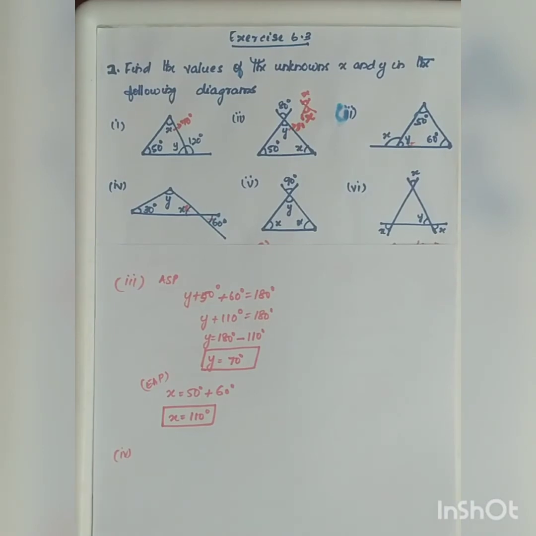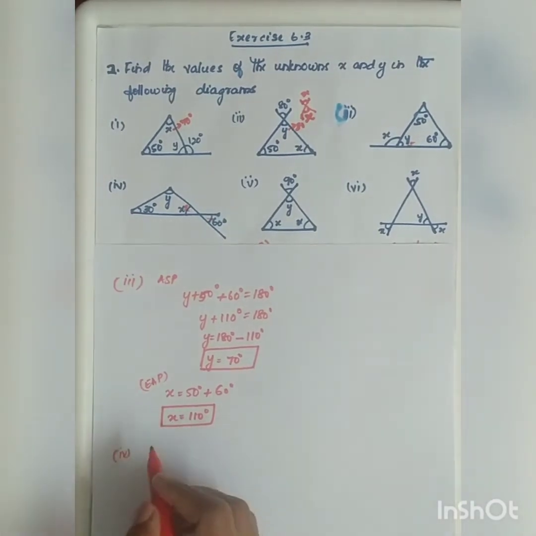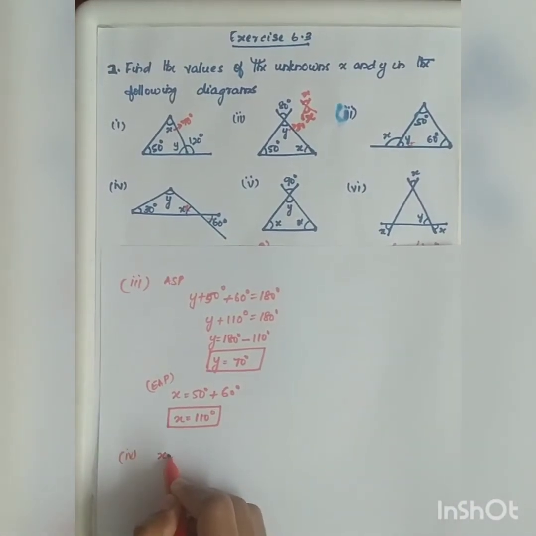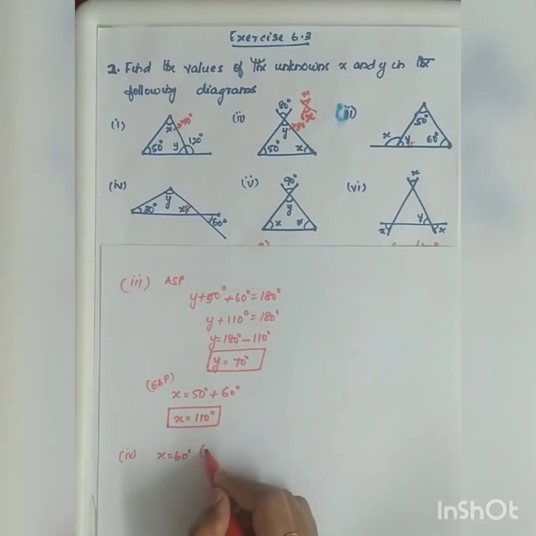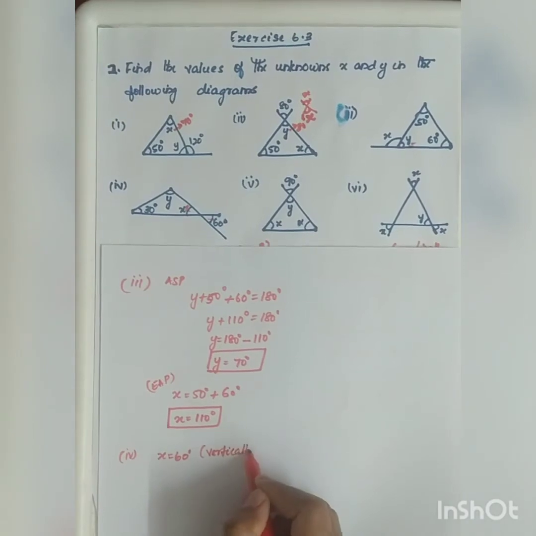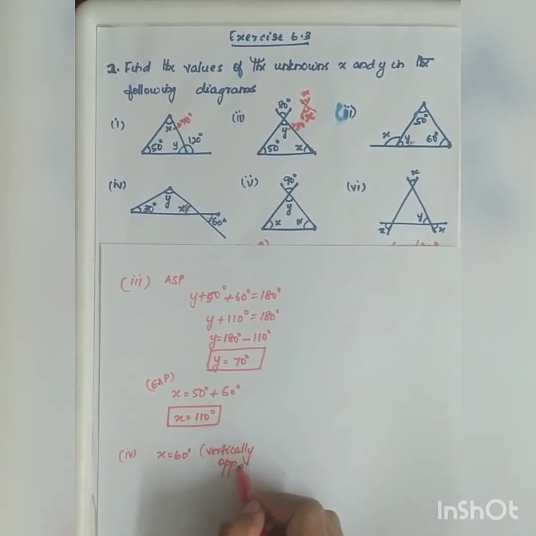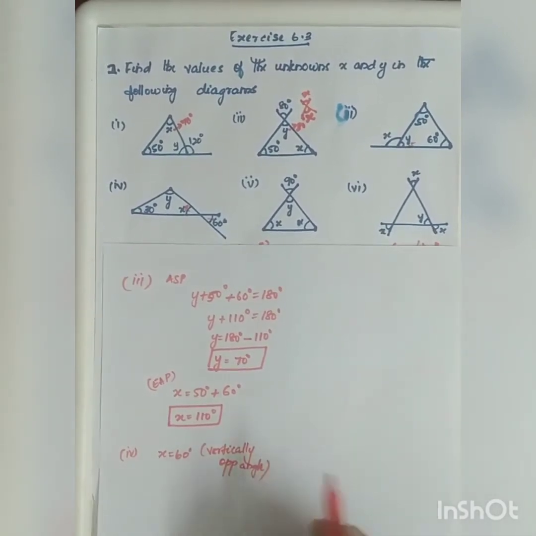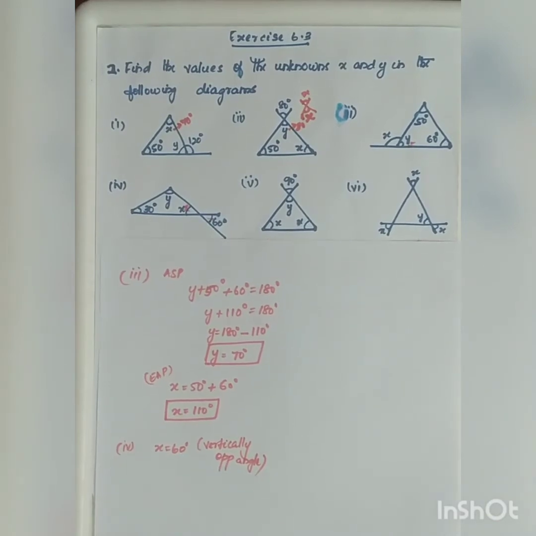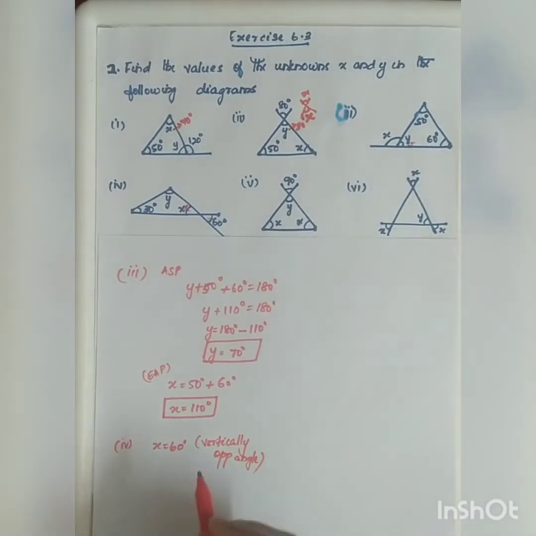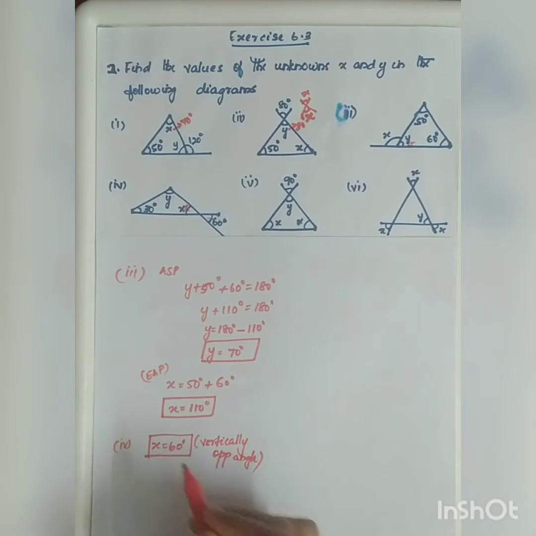So we know that now x is equal to 60 degree. So what is the reason? Since it is vertically opposite angles. Now we have already got x is equal to 60 degree.